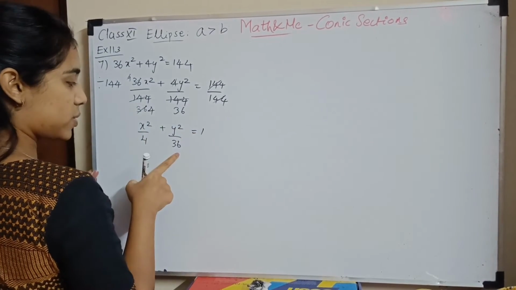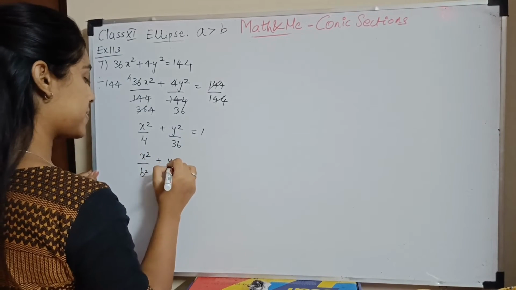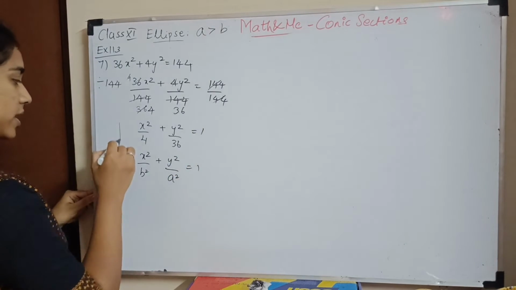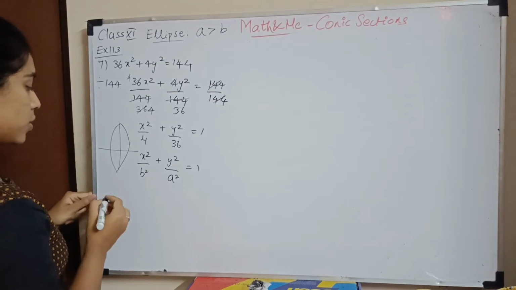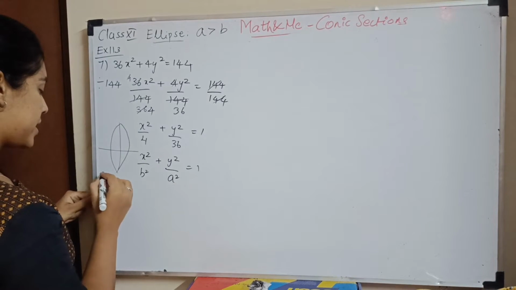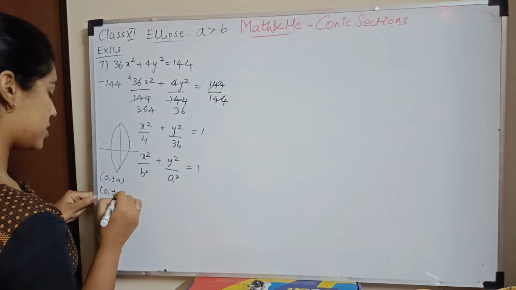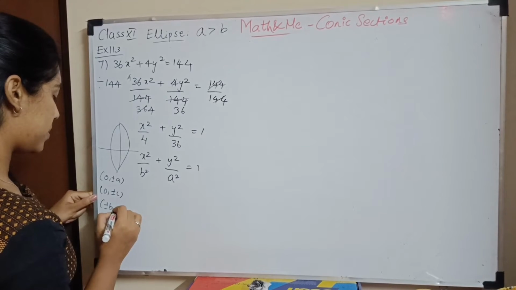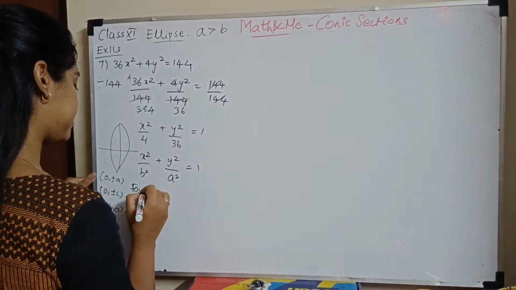So a square is greater than b square. So what is my general form? x square by b square plus y square by a square equals 1. So how does your ellipse look? It is along the y axis. So it will look something like this. How will the coordinates be? It will be 0 comma plus or minus a, 0 comma plus or minus c. a and c will be in the same place. Plus or minus b comma 0. Okay. So my foci.